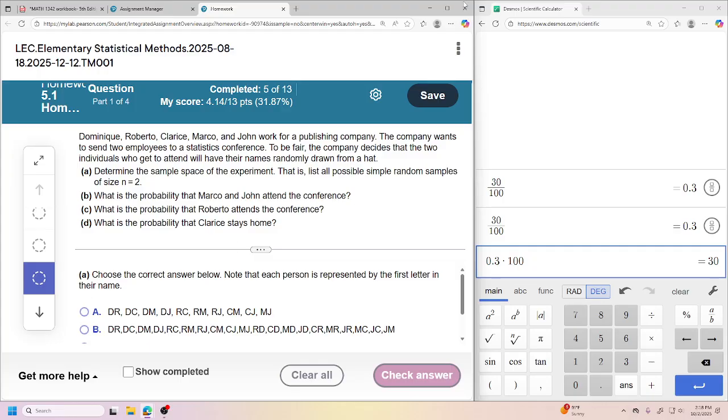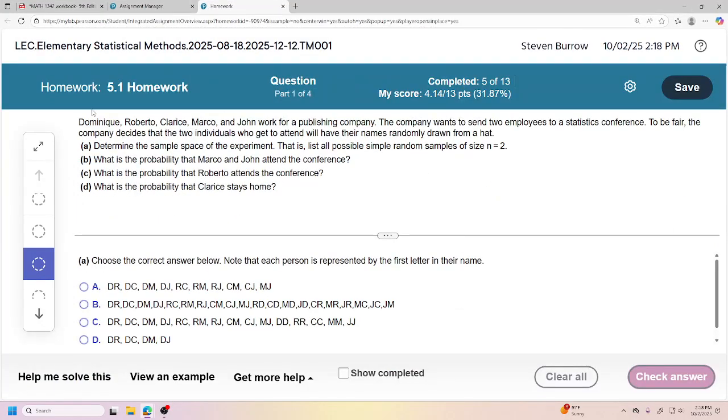Let's do this one together. This one's not too bad. So we got D, R, C, M, J. They all have different letters, so that's cool. And they're taking 2 employees, and they want to know what would be the combinations that we have. So out of those, which one would be 2 letters, but having everyone included? What would you choose here, in a way?